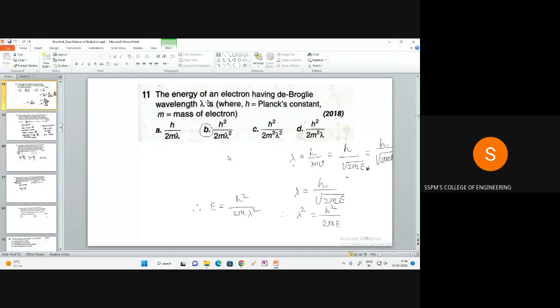The energy of an electron having de Broglie wavelength lambda, where h is Planck's constant, m is the mass of an electron. What we said, we have lambda equals to h by mv. What is v? Velocity. What is lambda? De Broglie wavelength. Then what is h? Planck's constant. So equals to h upon square root of 2me. That is one of the forms of the de Broglie equation.